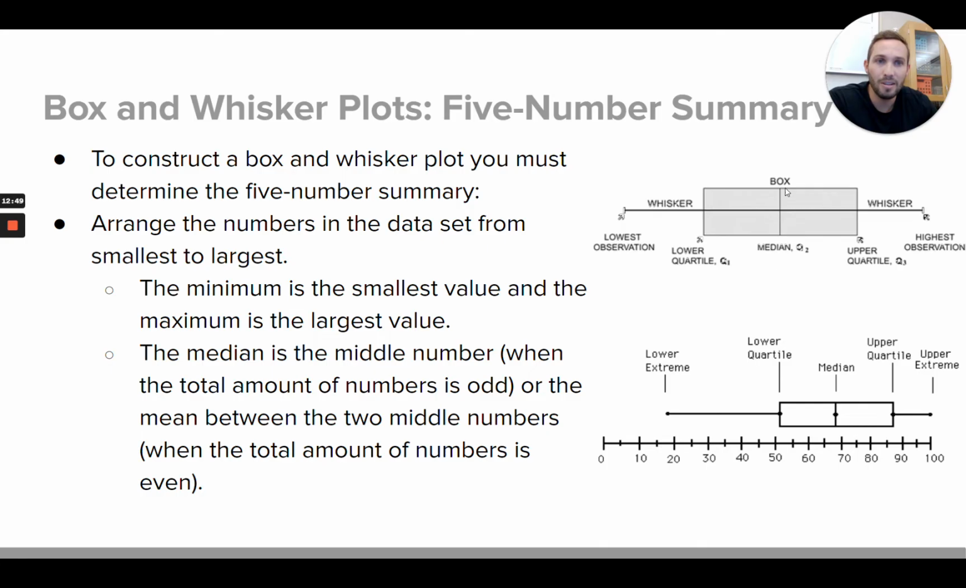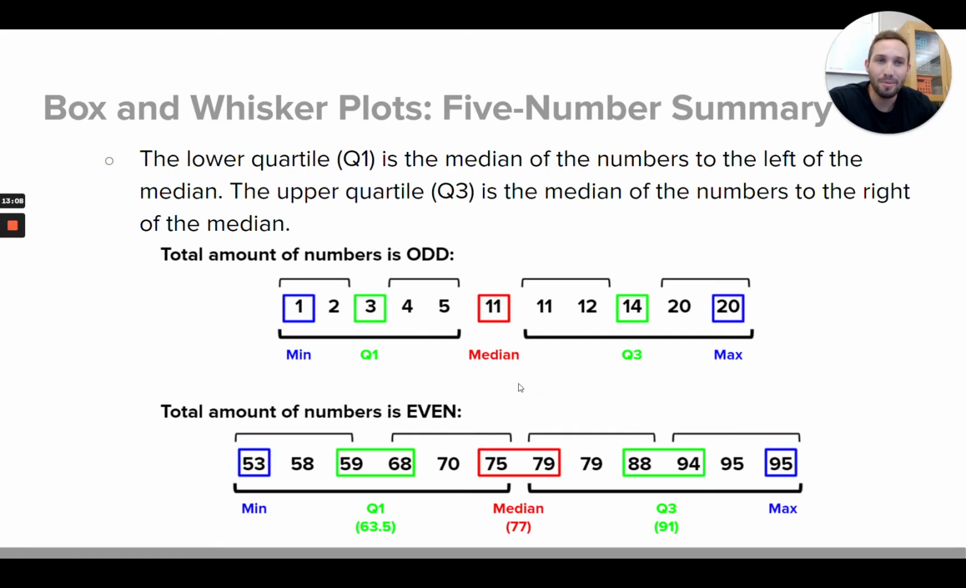Now the median value, this line in the very middle of the box, that's going to be the middle number when you have a total amount of numbers that's odd. And if you have an even amount of numbers, it's going to be a little bit trickier because you're going to have to take the average of the 2 middle numbers. So here's an example that I think might be easier.